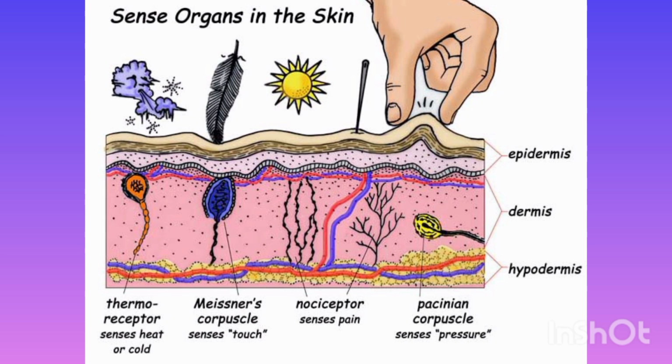Now in this diagram you are seeing the dermis or the skin layer containing the different receptors. As in the hypodermis region, you are seeing the thermoreceptor for sensing the heat or the cold, Meissner's receptor for sensing the touch, nociceptor for sensing the pain, and the Pacinian corpuscles or the receptor which detects the pressure. These all receptors are present beneath the skin.